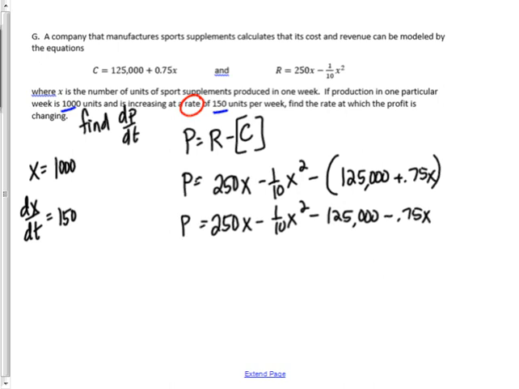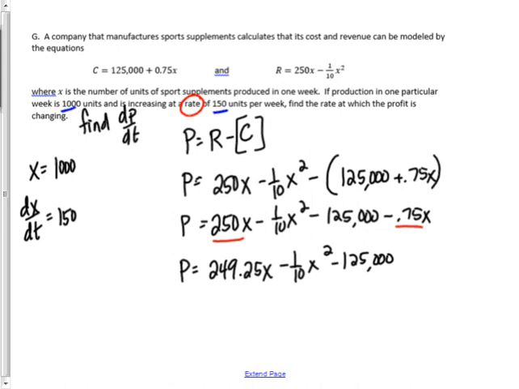and if I clean it up, I get that I can put like terms together. So this 250x minus the 0.75x, I get 249.25x minus 1/10 x squared minus 125,000. I'm going to run out of room.